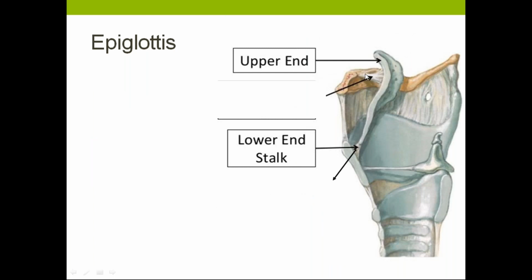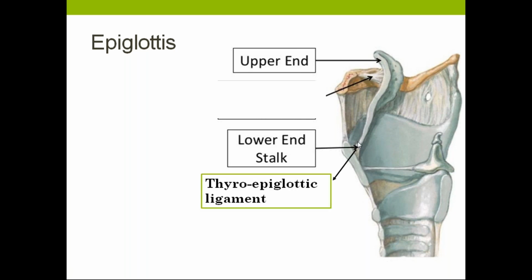Again, this is the cut section, the sagittal section of the larynx. You can see the hyoid bone, thyroid cartilage, arytenoid cartilage, cricoid cartilage here. Now see the epiglottis. This is the upper end. This is the lower end. If you see the lower end or stalk, it is attached to the thyroid cartilage by a ligament called the thyroepiglottic ligament. The upper end is free. It doesn't have any attachment. It is covered by the mucous membrane. It forms the upper boundary of the inlet of the larynx.